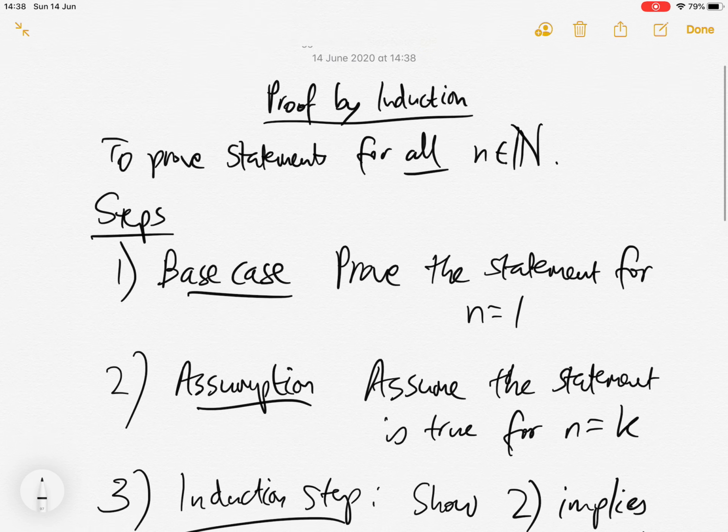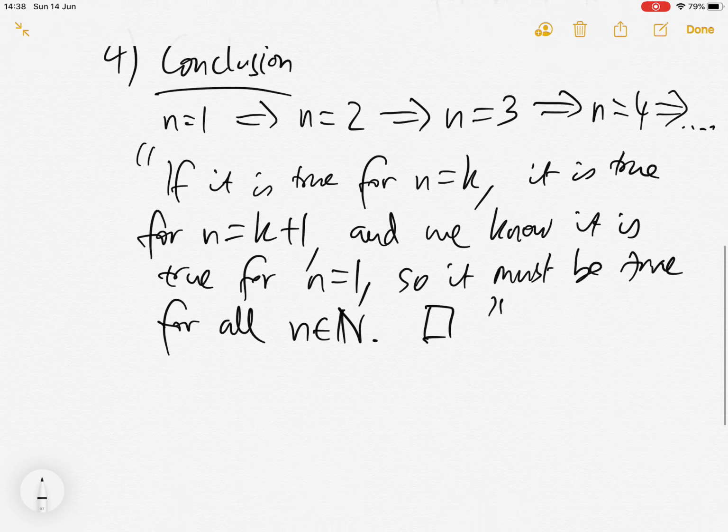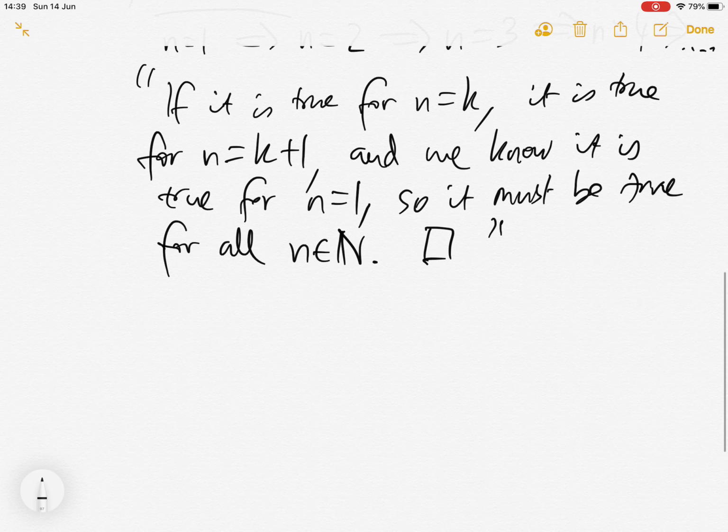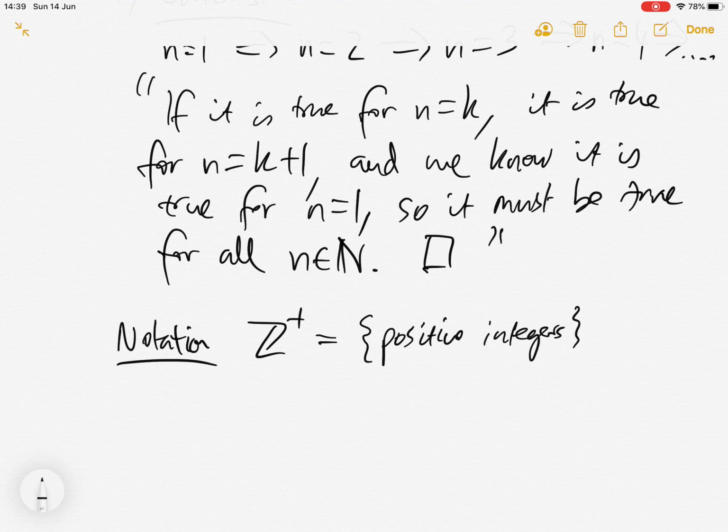So we said it's for proving statements involving natural numbers or positive integers. So just another piece of notation we might need is z plus, this is the set of positive integers. For many people, this is the same as the natural numbers n, but some people take the natural numbers n to include 0, whereas positive integers does not include 0. So sometimes you'll see n belongs to z plus.